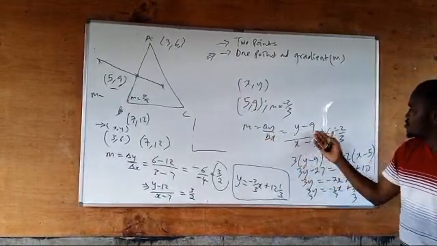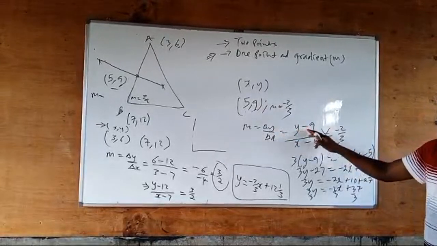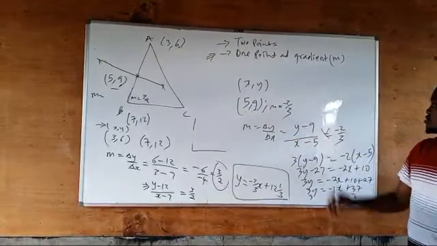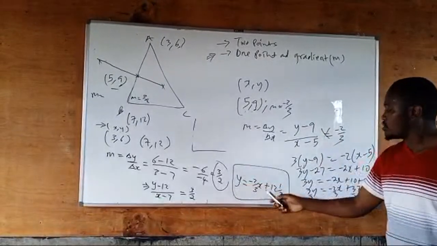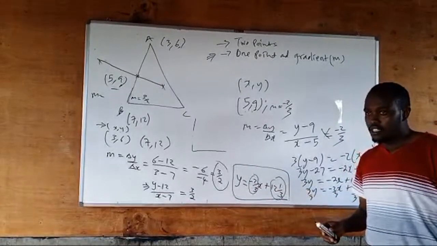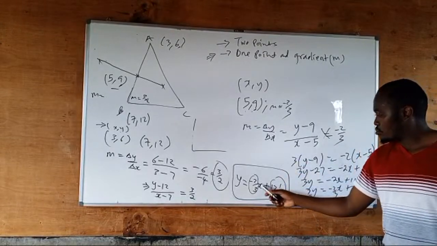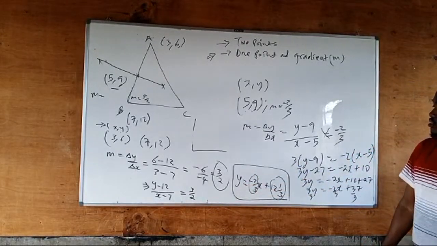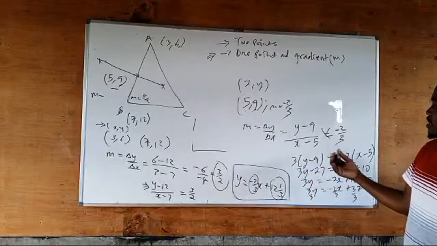Now, if you have 1 point and the gradient, changing y or changing x, y minus 9, x minus 5 is equal to the gradient. Then you cross multiply to rewrite it in the form y equals m, the gradient, x plus c, the y-intercept. I explained that y-intercept ni wakati x is 0. If you put here 0, this one will disappear. So you have y equals 12 and 1 over 3. 12 and 1 over 3 is equal to decimal. So it's a fraction equal to decimal.